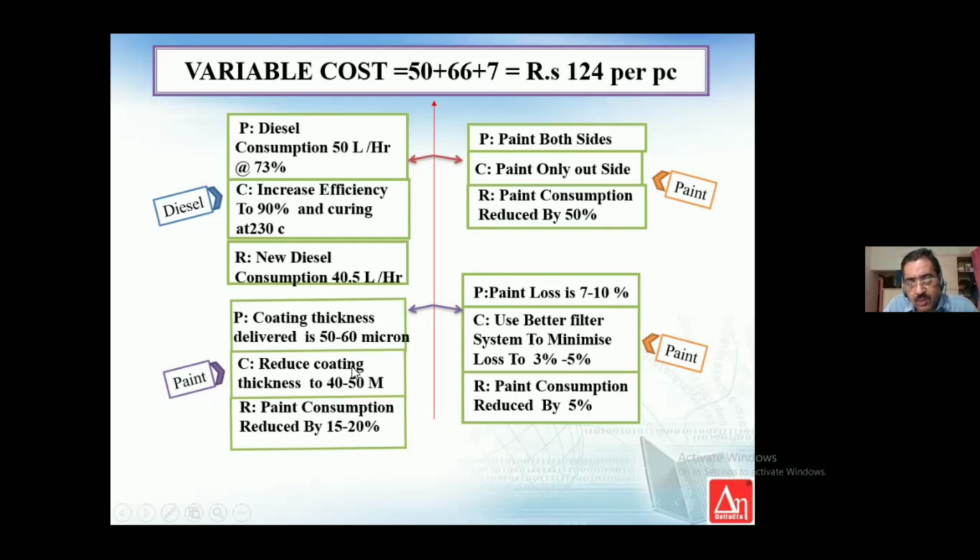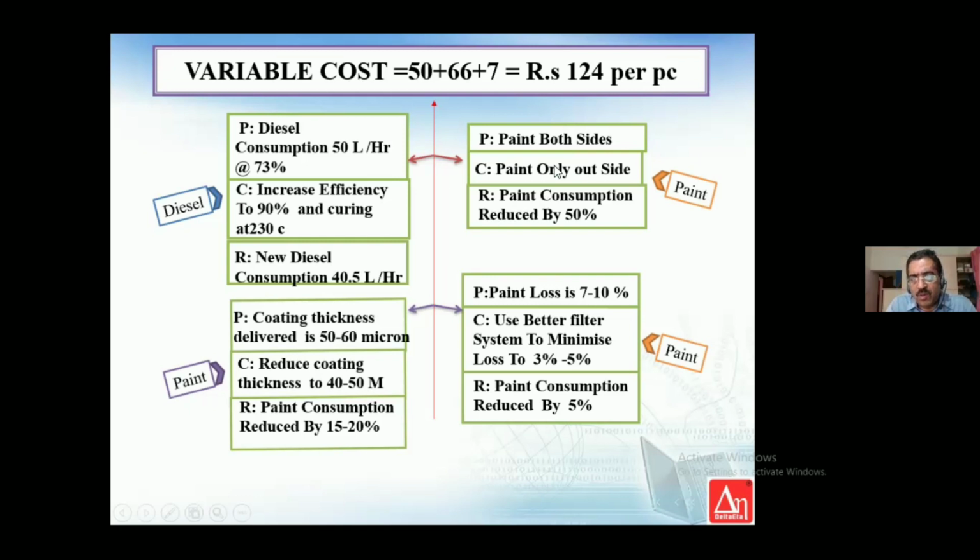Then again, you decide to reduce the coating thickness and match the specification. By delivering 40 to 50 microns, we are not violating the specification. We are complying with the specification and we are eliminating an extravagance. You might recollect from our session on variables, what is an extravagance? The customer is receiving it, but he is not paying for it. This is an extravagance here.